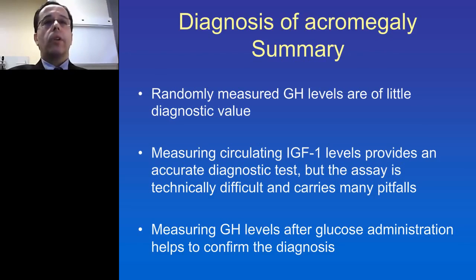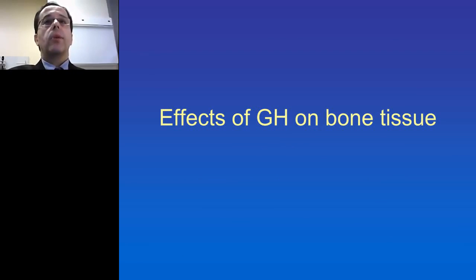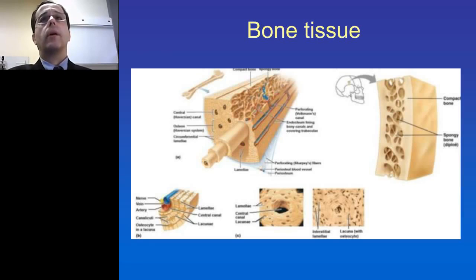So let's turn our attention to growth hormone and its effects on bone, and I will start by reminding you what bone looks like. This figure shows you what long bone looks like on the left. This is the femur, and on the right, a flat bone that comes from the skull.